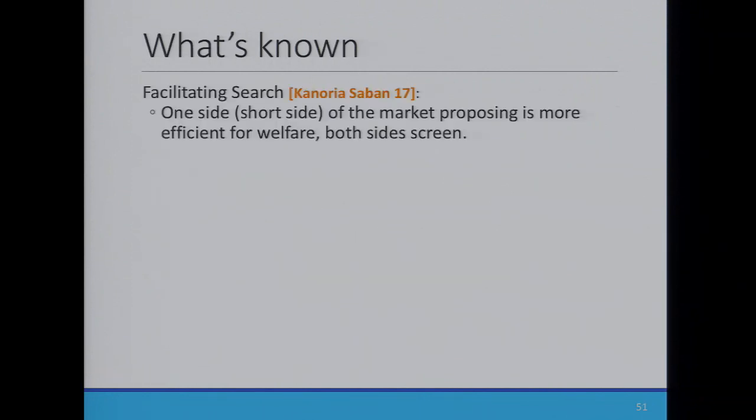So what is known on this? I just want to highlight 3 works. The most related, I would say, is this facilitating search paper by Yash Kanoria and Daniela Saban. And what they conclude is that one side of the market, the short side of the market, proposing, and the long side not proposing, is more efficient for welfare, and both sides screen. So the interventions they look at are not allowing sides to propose or not allowing sides to screen, and they decide to allow both sides to screen, only allow one side of the market to propose, then it will encourage screening, which is good for welfare.